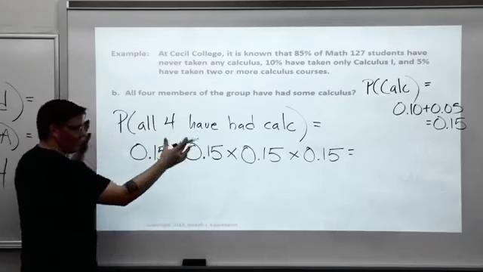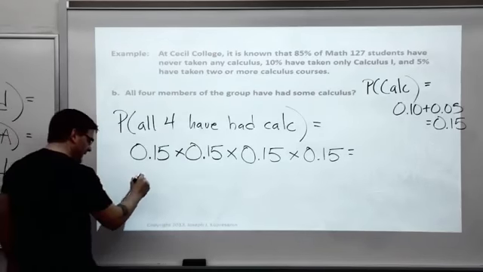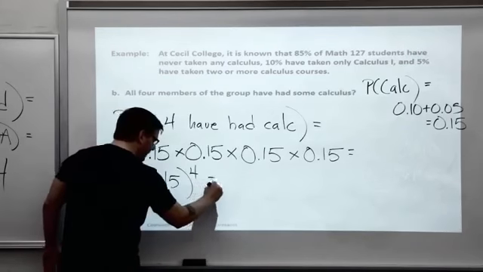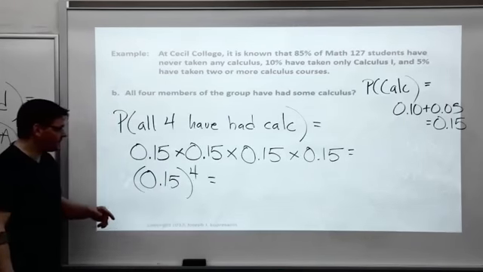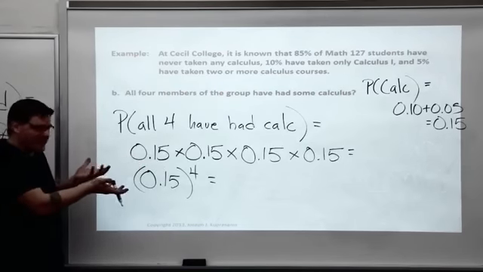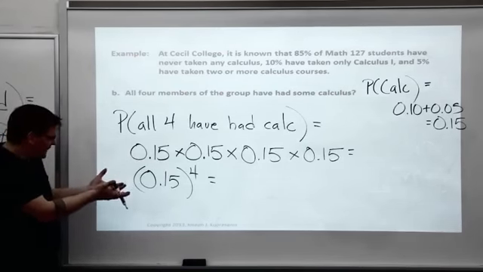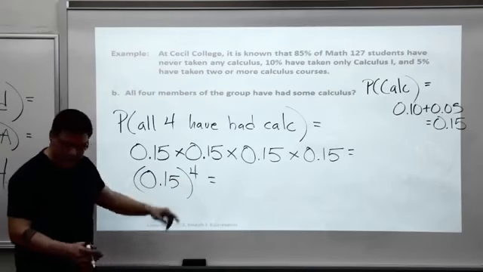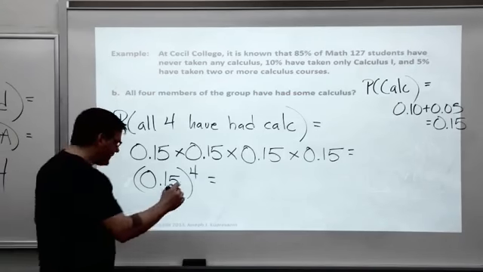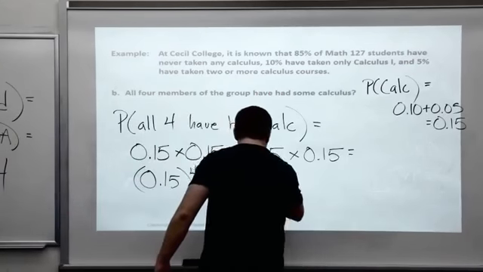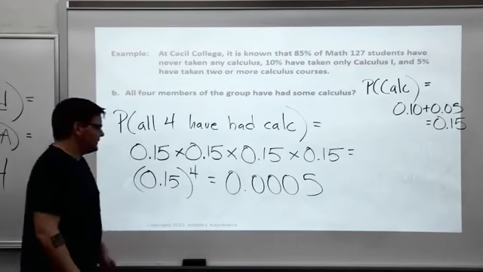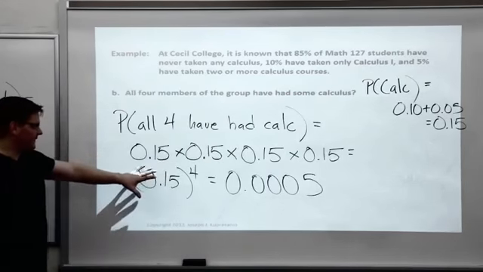I skipped about 3 lines of writing the words out, but we've seen a few examples at this point. This is 0.15. It's raised up to the 4th power because I have 4 students. Think to yourself, what if I had groups of 5? What would change in this problem? We can make those changes. But here's groups of 4. 0.15 raised up to the 4th power is 0.0005.